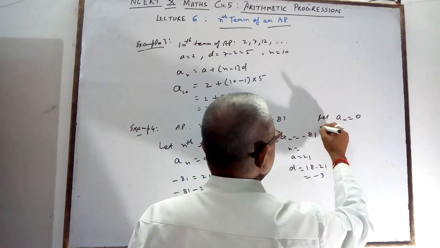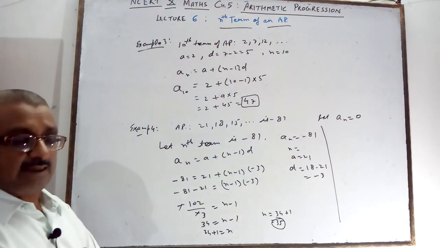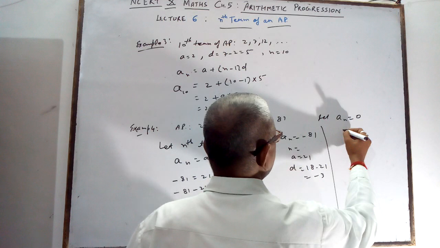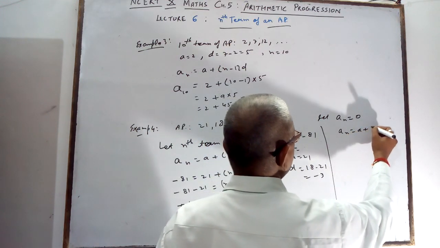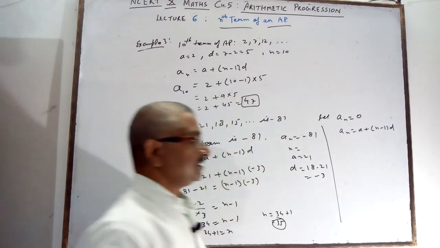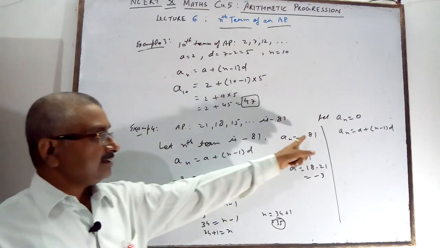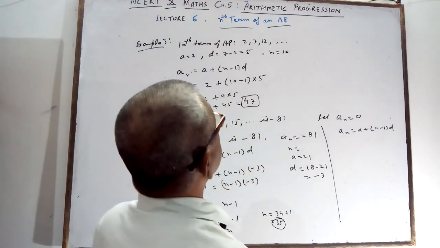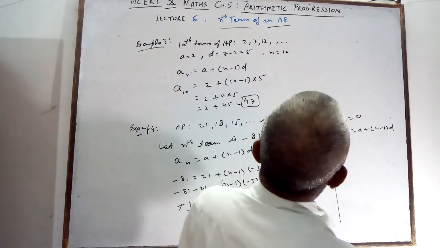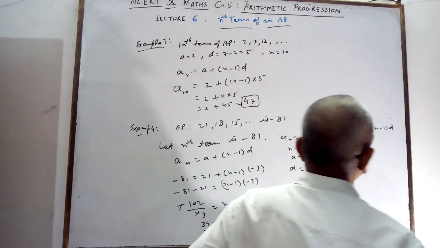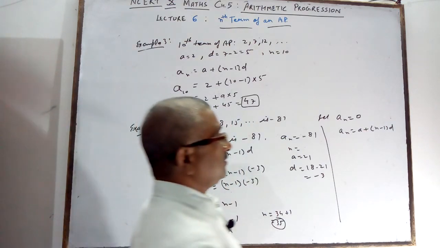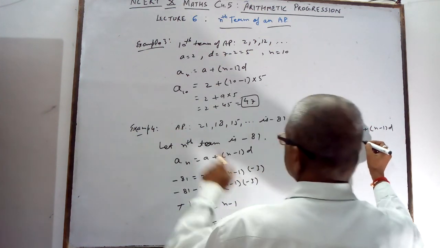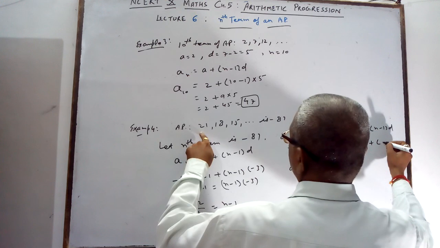Now let An be equal to 0. Which term is 0? Let the nth term be 0. Again you put the formula An is equal to A plus n minus 1 into D. Now the question is whether any term is 0, so you will check whether this term is 0 or not. Put the value here: 0 is equal to A, which is 21, plus n minus 1.